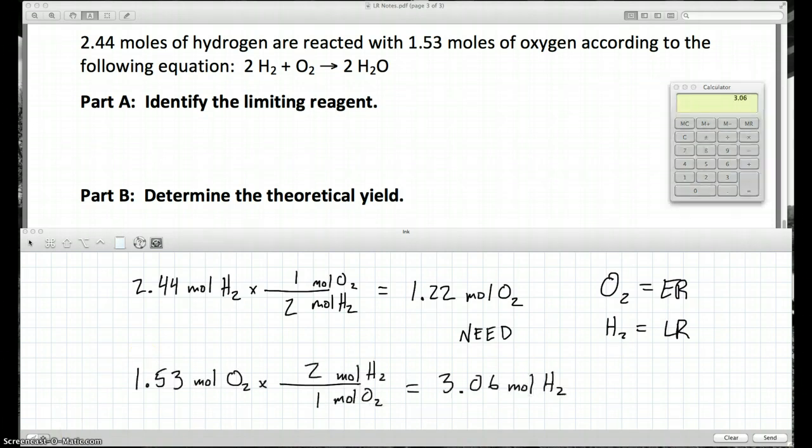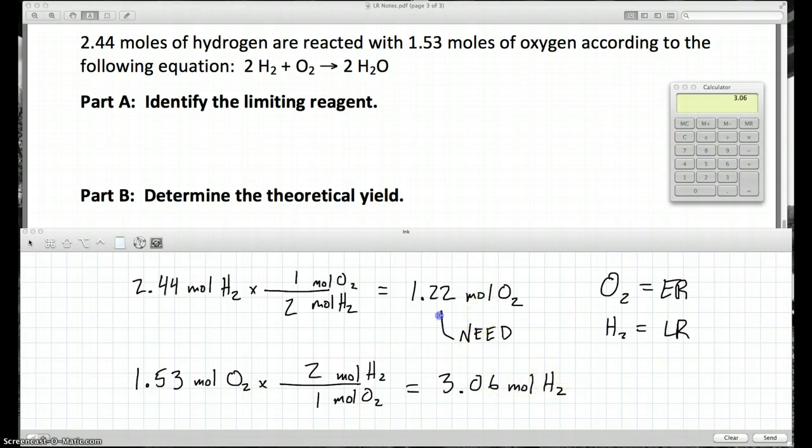So I set up the other math here, the other stoichiometry work here. Again, starting with O2, because I'm just proving to you that it doesn't matter which one you start with. You could start with 2.44 moles of hydrogen or 1.53 moles of oxygen. Either way, you end up with the same result. And you can see that here. 1.53 moles of O2, I set it up. It's basically a flip-flop of the last math that I did. And I get an answer of 3.06 moles of H2.